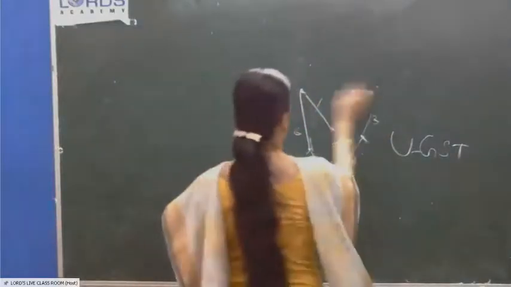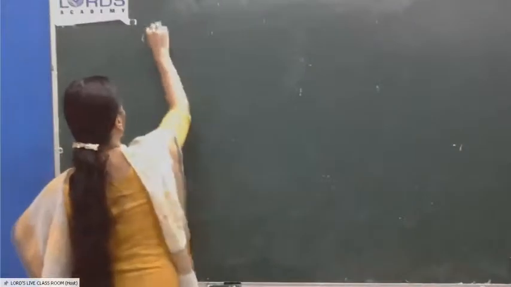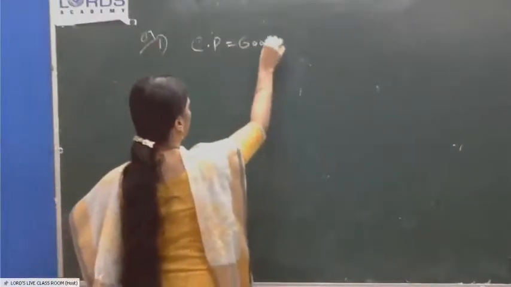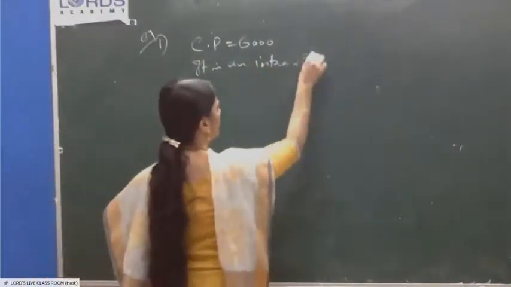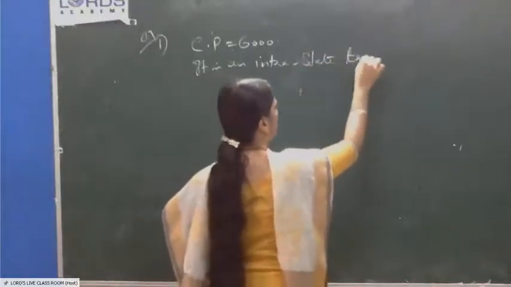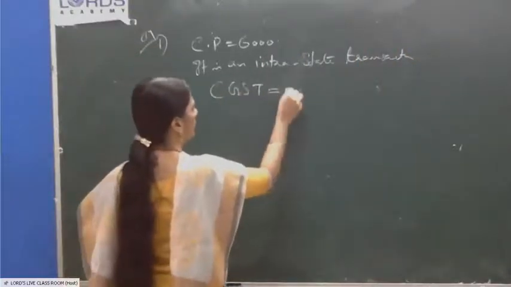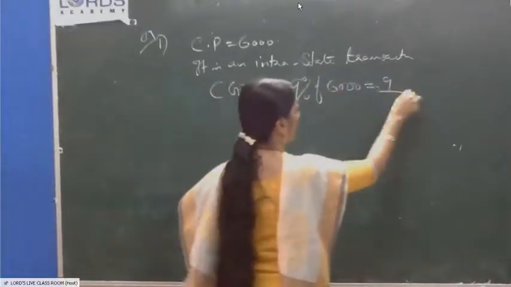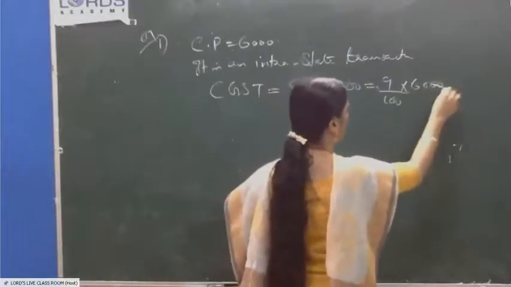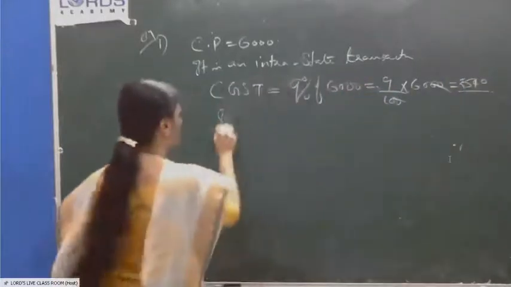All of you do. You write cost price, 6,000. First example, cost price 6,000. Now, it is an intrastate transaction. So, CGST. Out of 18%, I am taking 9%. 9% of 6,000. How much? 9 by 100 into 6,000. 540 rupees. Okay. Then SGST.